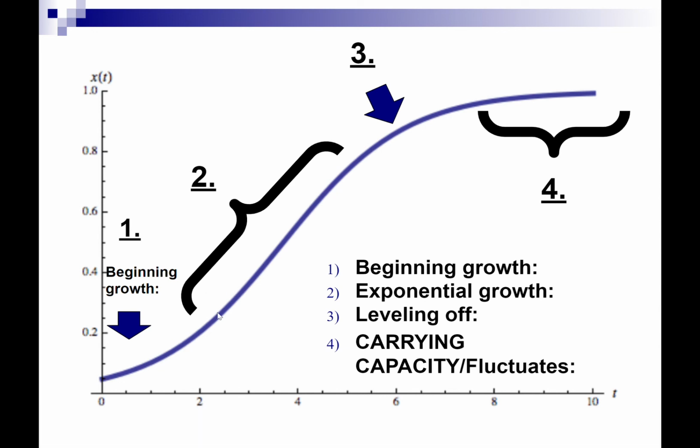And number 2, this steep line right here is called exponential growth. So this is when the population is growing very fast and the pyramid has a wide base. Number 3, here where it starts to level off, so it starts to slow down. And number 4 is where we reach the carrying capacity. That means this is the limit. They stop growing right here.